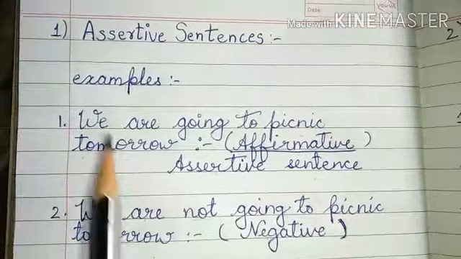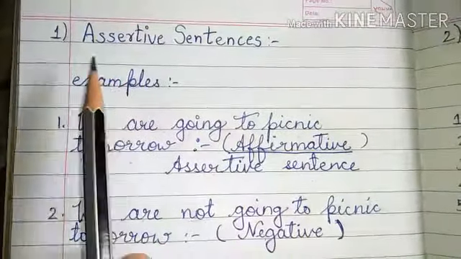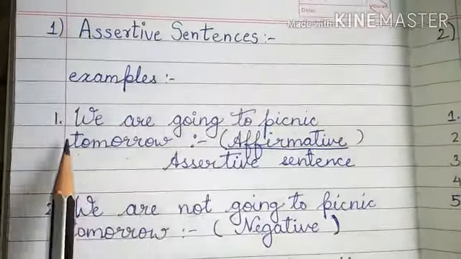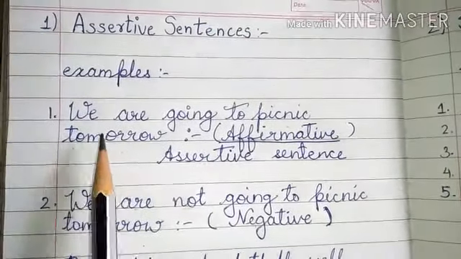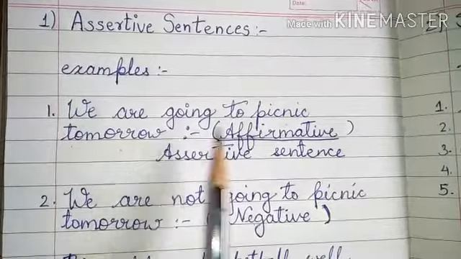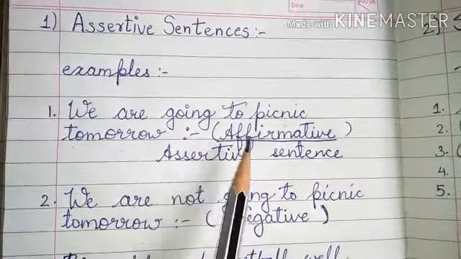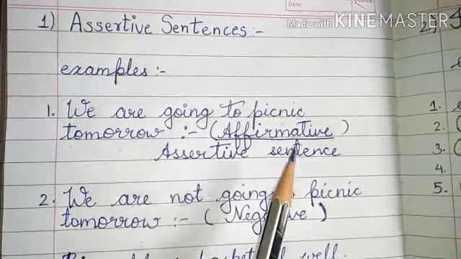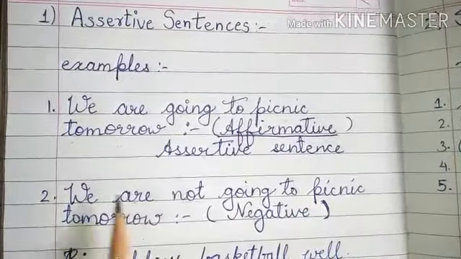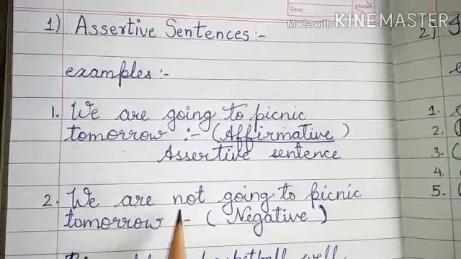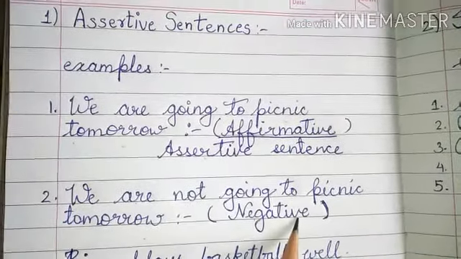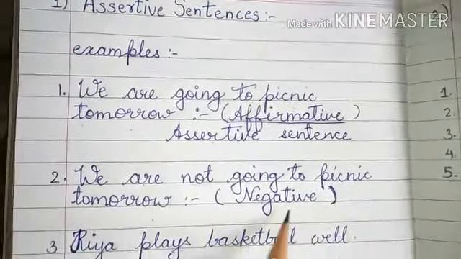Now students, let's go through some of the examples of assertive sentences. We are going to picnic tomorrow. Now can you see students, here they are declaring that they are going for a picnic tomorrow. So this is an affirmative assertive sentence. We are not going to picnic tomorrow. Can you see students, here not is used. So this one is a negative sentence.